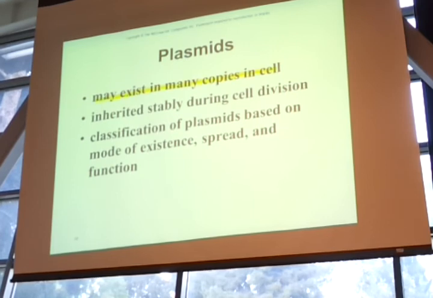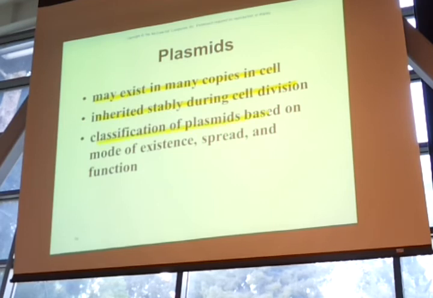You could have many copies of the plasmid in the cell. You could have multiple plasmids in a cell. They found plasmids that have resistance to 8 different antibiotics, all in just one plasmid. So if that plasmid is transferred to another cell, now that cell just picked up antibiotic resistance to 8 different medications. They're very, very significant. They're inherited through cell division as well.